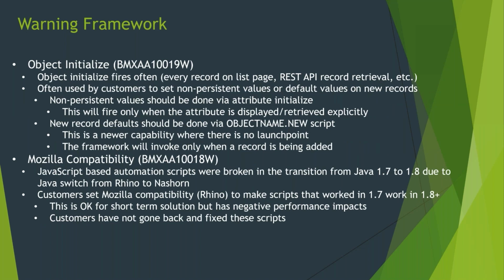Another type of warning that we see a lot is object initialized events. Some people aren't aware that object initialize fires a lot. If you hit enter on the list page and you display 50 work orders, that object initialize event is firing on all 50 of those work orders. Similarly, result sets on start centers. REST APIs. So if you're doing things like Maximo Mobile as an example, and we're using the REST API to potentially download a large set of records, your automation script is going to be firing on those.